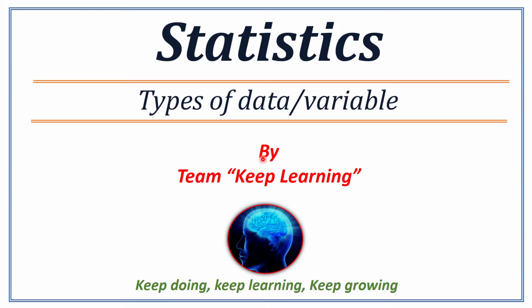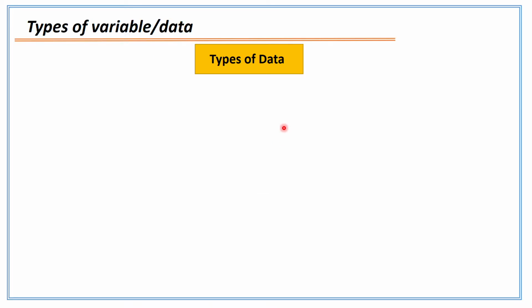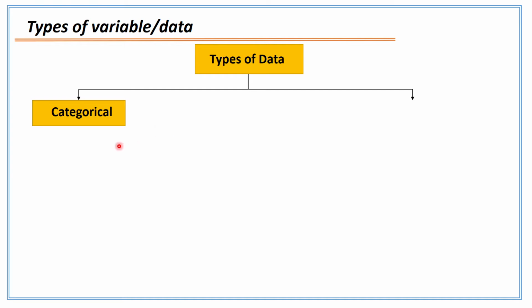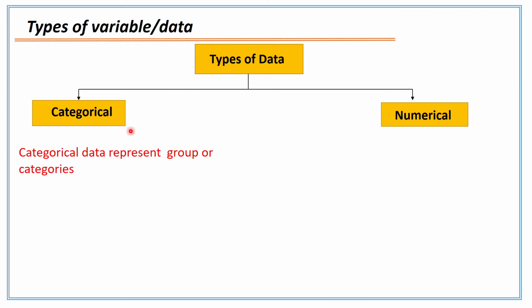In this video, we will see what are the various types of data or variable we usually read in statistics. So let's start. First type of data is categorical data, and the second one is numerical. Categorical data means categorical data represent group or categories. As the name indicates, categorical data represent group or categories.